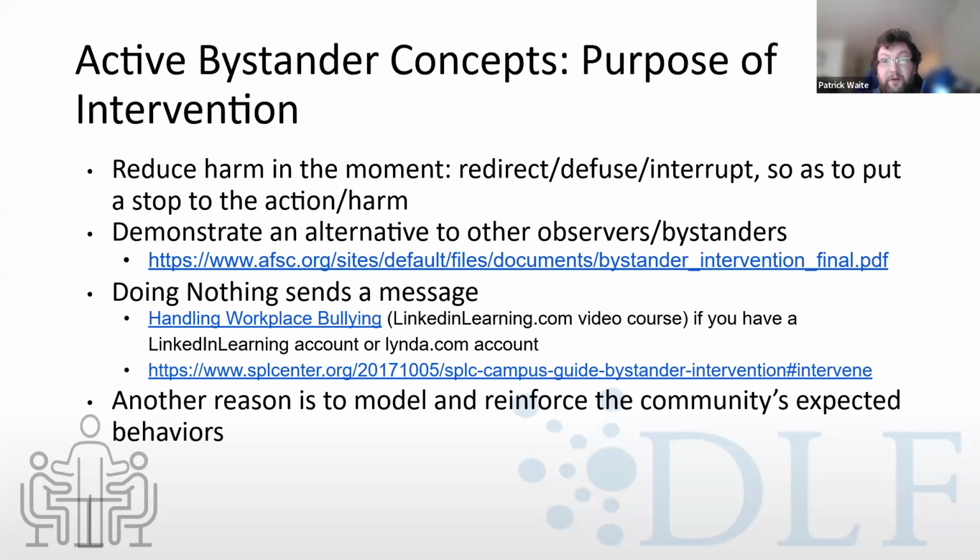Another important purpose of intervention is to demonstrate an alternative to other observers or bystanders. The most likely thing to happen at a professional conference like the DLF Forum is a verbal or argumentative interaction. And by being an active bystander, there is the potential to create a space or opportunity to encourage others to help in the moment and empower other observers or bystanders who may want to help but are hesitant.